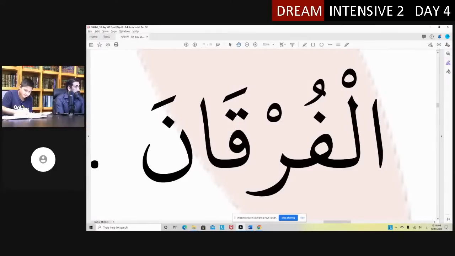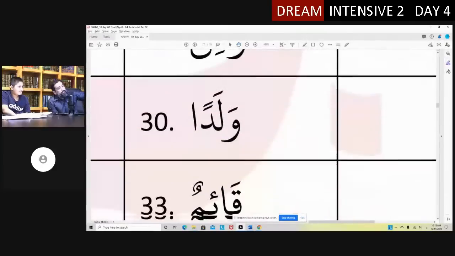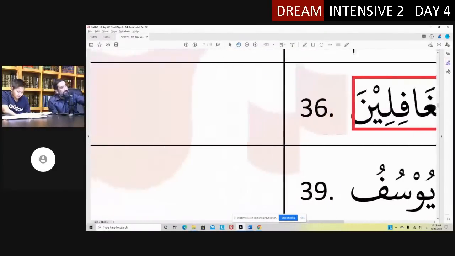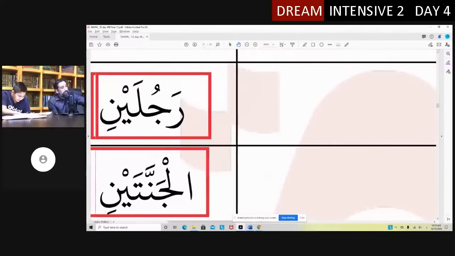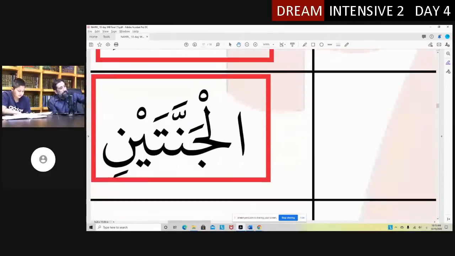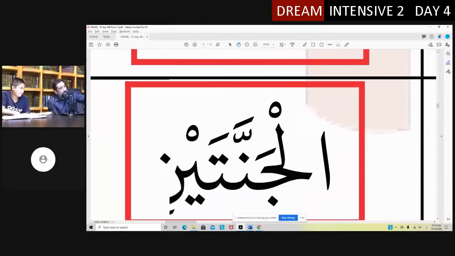And if some people thought this was a pair, it can't be a pair because the pair is Muslimani, not Muslimana. No, 37. 37 is the first line. Al-Jannataini. Well, let's work backwards this time.